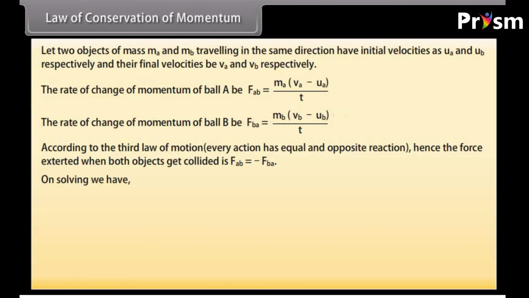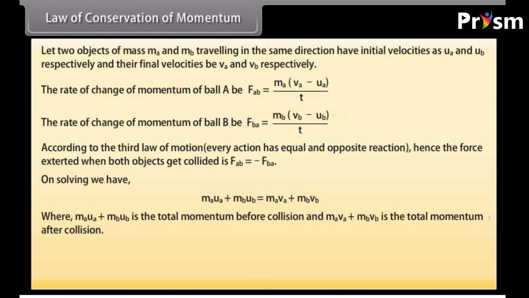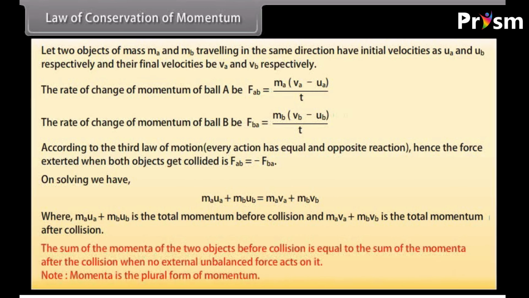On solving, we have mAuA plus mBuB is equal to mAvA plus mBvB, where mAuA plus mBuB is the total momentum before collision and mAvA plus mBvB is the total momentum after collision. The sum of the momenta of the two objects before collision is equal to the sum of the momenta after the collision when no external unbalanced force acts on them. Momenta is the plural form of momentum.